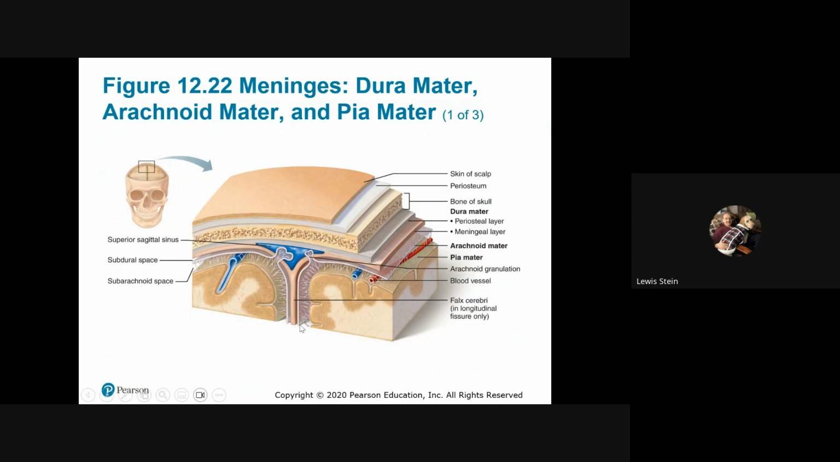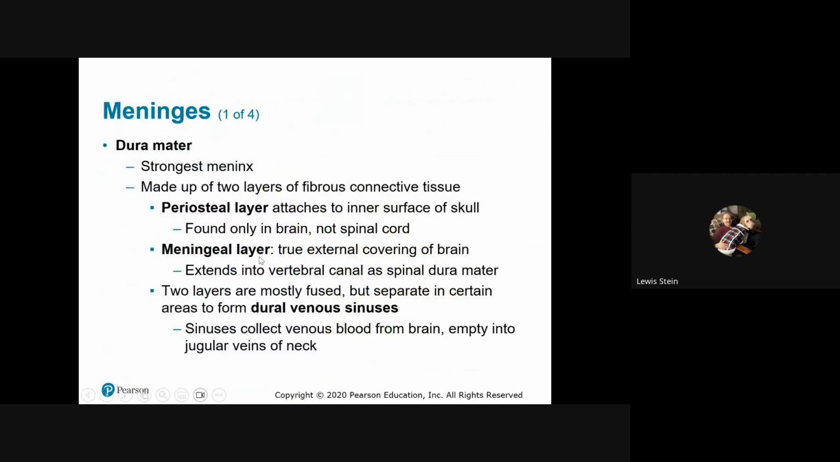And they have a lot of thickenings in them. And it's sort of within these thickenings that we find these venous sinuses. And those sinuses eventually will flow into part of the jugular vein, probably the internal jugular vein, and eventually that leads and becomes what's called the superior vena cava. So, two layers, fibers connect this tissue.